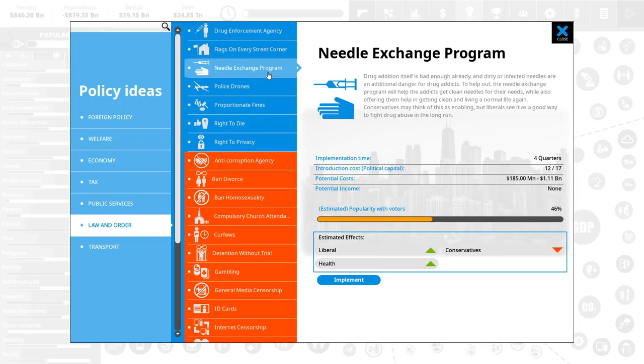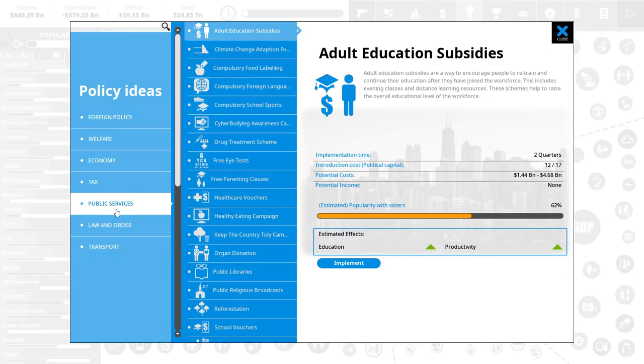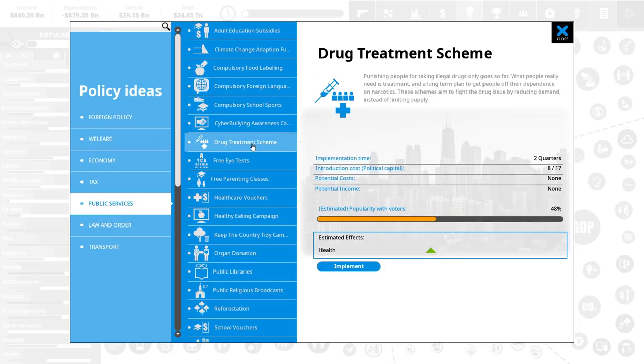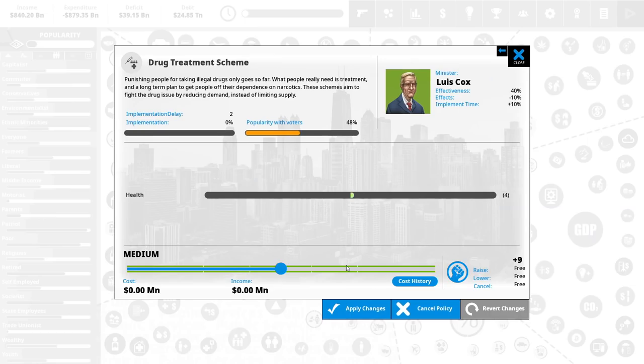A needle exchange program... that would be good for health, which is kind of what I want, but that's expensive to do politically because, yeah, some people see that as enabling. Or, instead of law and order, we treat it as a public service thing, a drug treatment scheme. Interestingly, that doesn't seem to have... are you sure that doesn't have a cost? Because if it's just got a political cost, then flipping great! I mean, technically, maybe the cost is already rolled into the existing healthcare system. That one doesn't seem too expensive, and it does actually affect health. Yeah, go on, we're gonna make that happen.